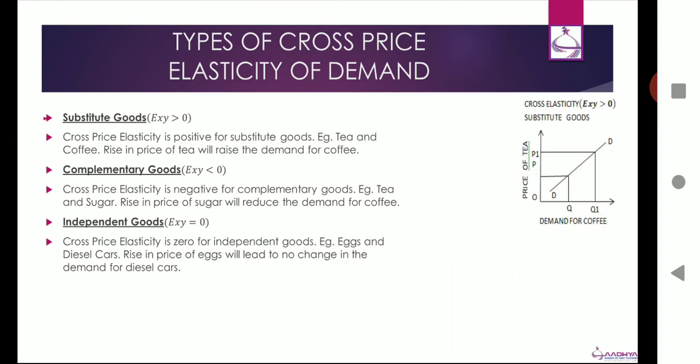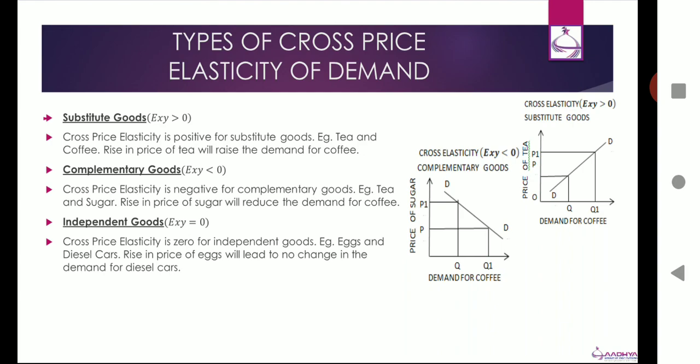So if you look at the diagrams, for a substitute good we'll have a positively sloped cross price demand curve. For complementary goods we have a negatively sloped cross price demand curve. Please notice in the y-axis for both these diagrams we have price of tea or price of sugar, which are the substitute or the complementary goods for coffee, where demand for coffee is being measured on the x-axis in both the diagrams.